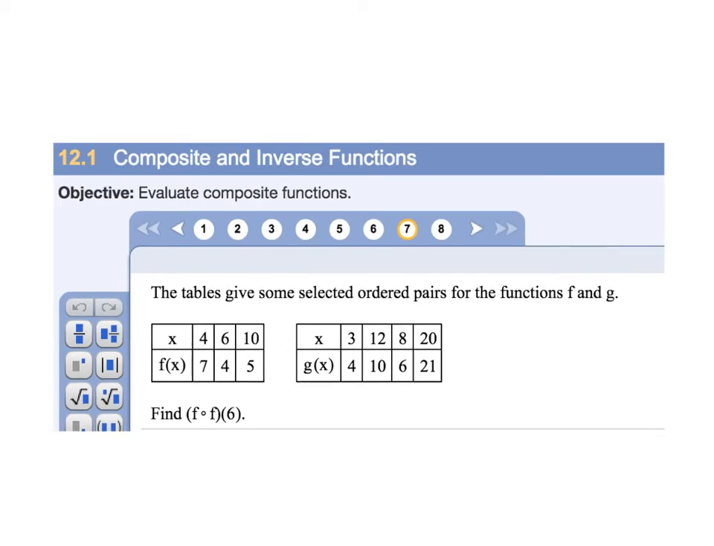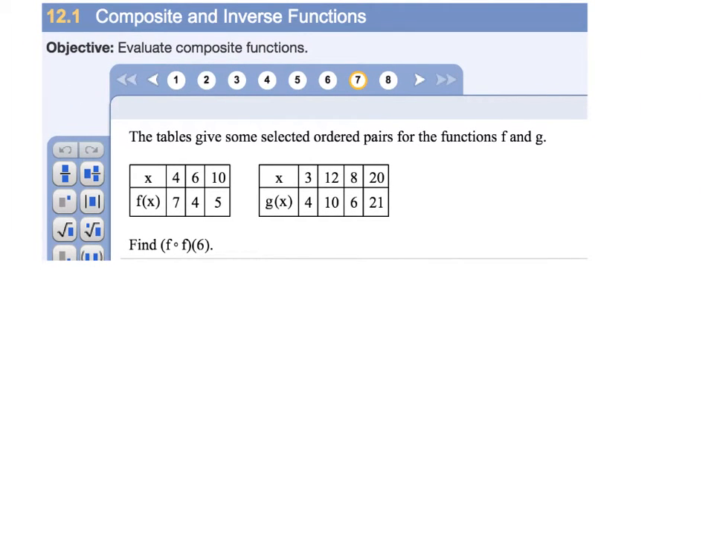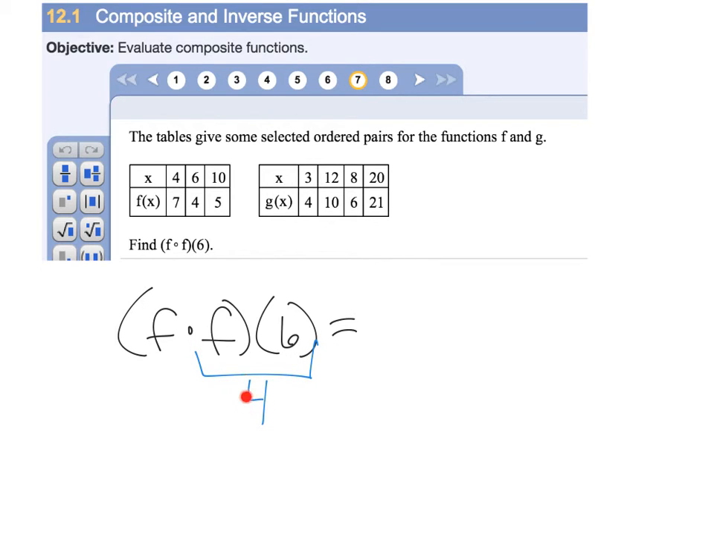So, more practice using these functions like a machine. You've got f of 6. This is cool. It means we're not actually going to use this table at all, because they're saying take 6 and put it into f. When we take 6 and put it into f, we get 4. Then it says take that 4 and put it into f again. We get 7 as our answer. And there you go.